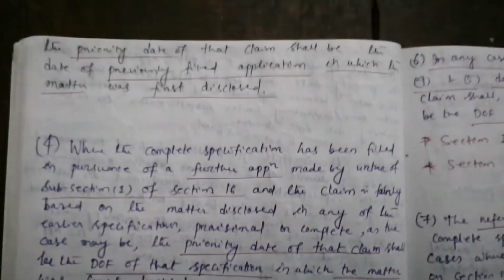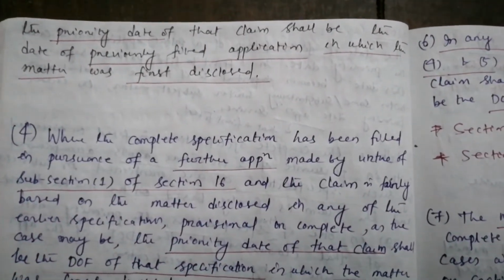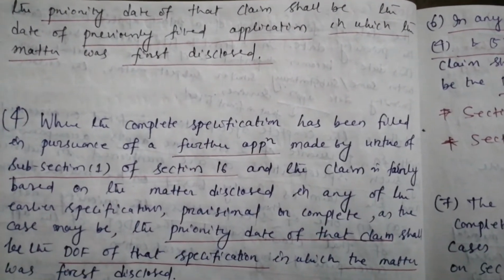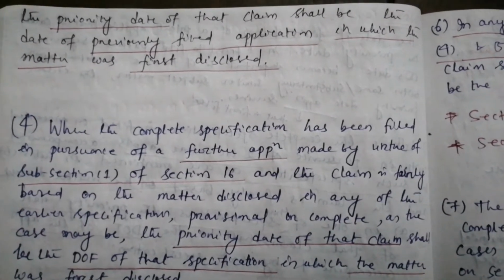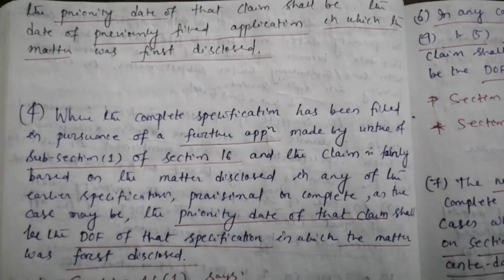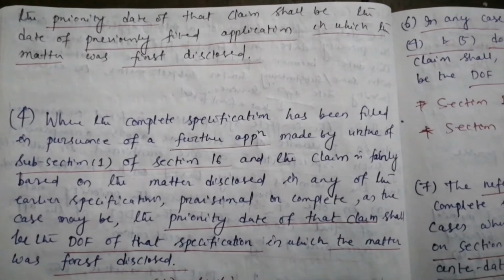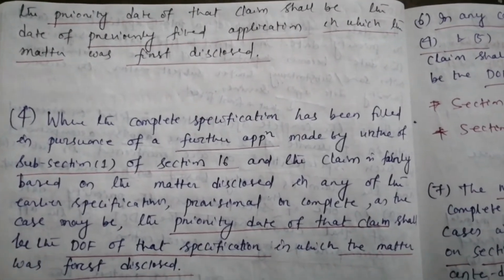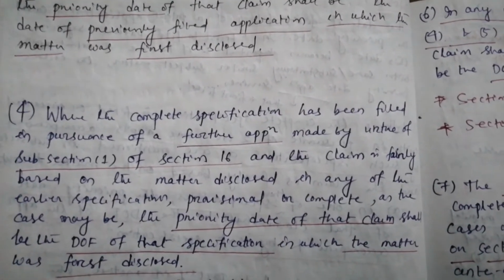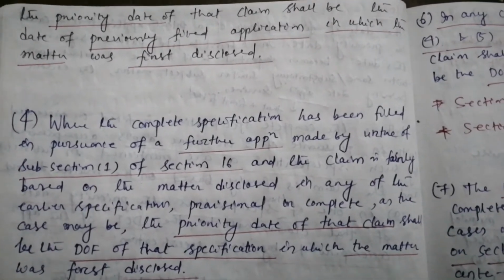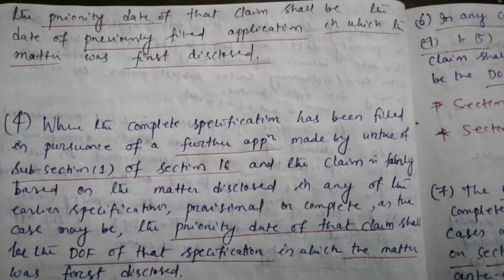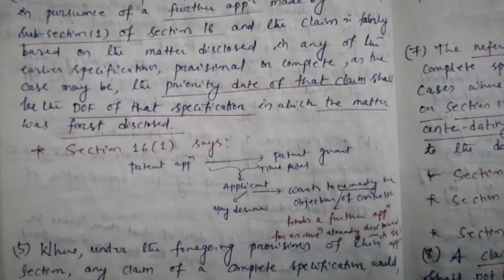Okay. The priority date of that claim shall be the date of the previously filed application in which the matter was first disclosed. Fine. The date of filing of the application in which the matter was first disclosed will be taken as the priority date.